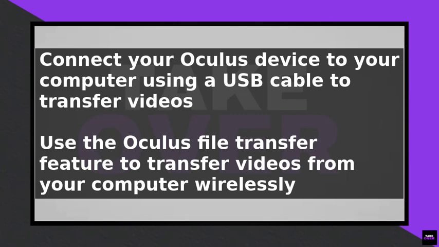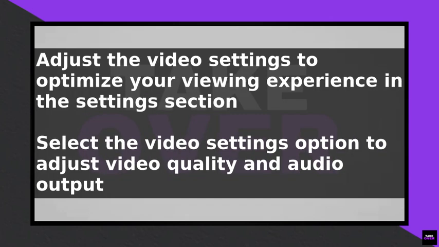In addition, you can also adjust the video settings to optimize your viewing experience. To do this, go to the Settings section of the Oculus app and select the Video Settings option. From here, you can adjust the video quality and select the audio output, among other options.